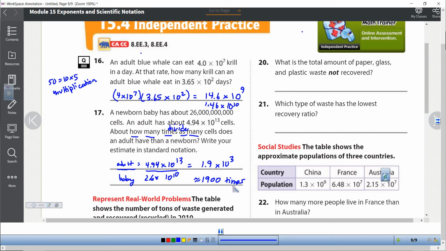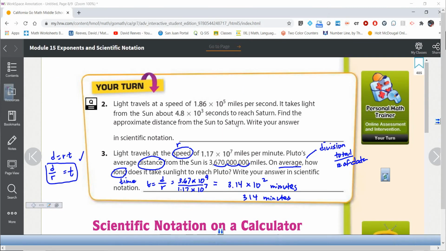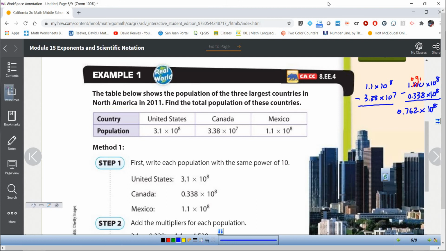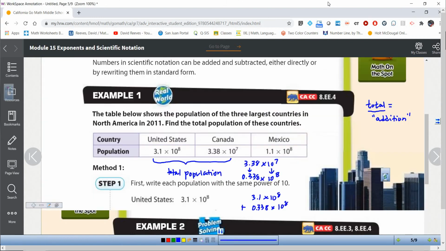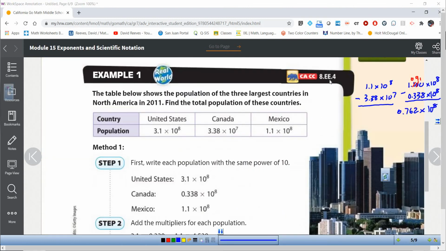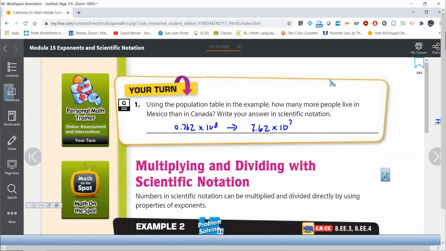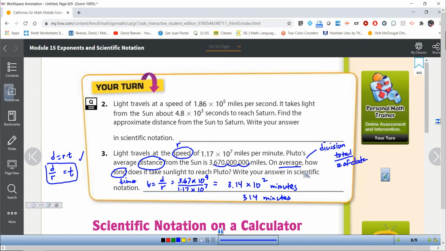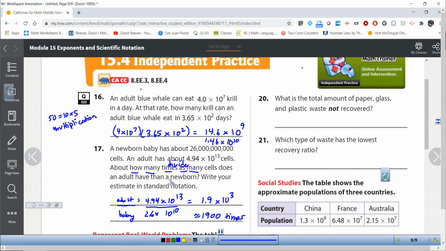Okay? All right. Let's just go back to what we had at the beginning. We talked about how the word total told us that we needed to add. We talked about the words how many more telling us we need to subtract. When we see the word average, we know we need to divide. So when you see average, we need to know this relationship that distance is equal to rate times time. When we see how many times as many, we're going to divide.